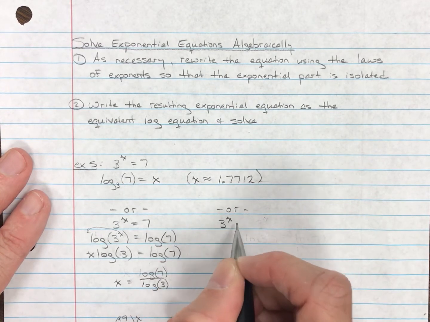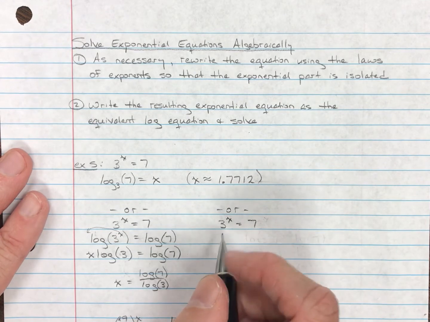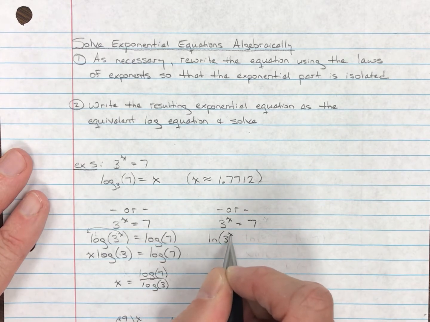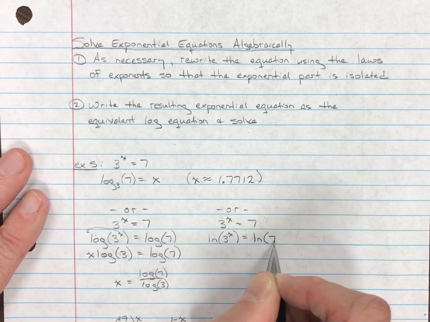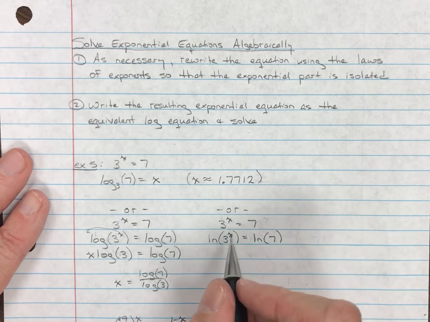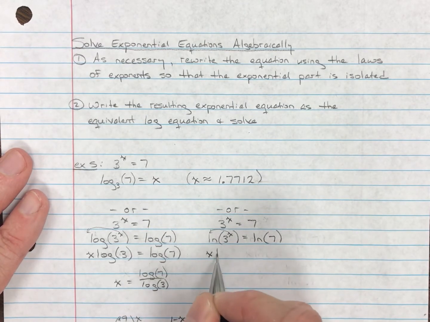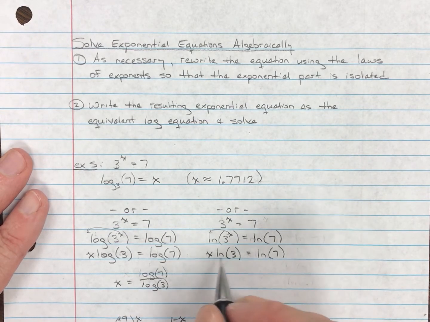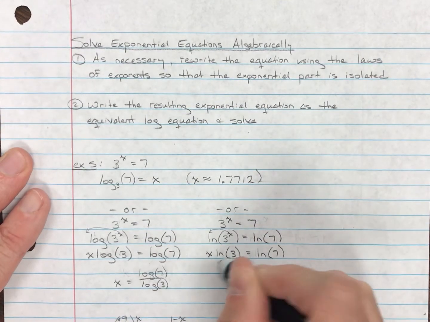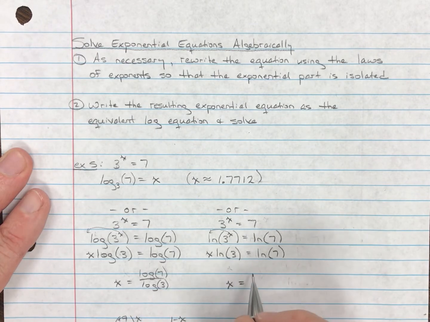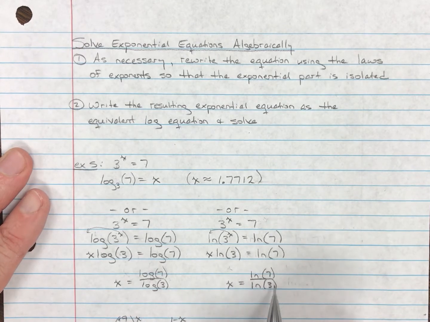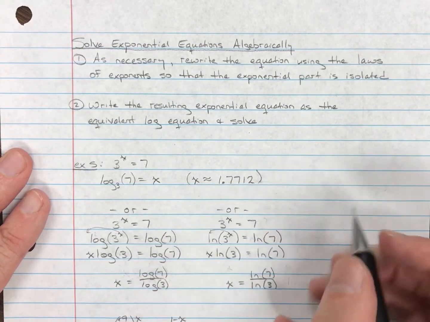Or we can do the same thing with the natural log of both sides. You can use any base you want. So the natural log of 3 to the x is equal to the natural log of 7. Again, the x can go in front. X times the natural log of 3 equals the natural log of 7. Divide both sides by the natural log of 3. And x is equal to the natural log of 7 divided by the natural log of 3. If you do this division, you'll get this answer again.